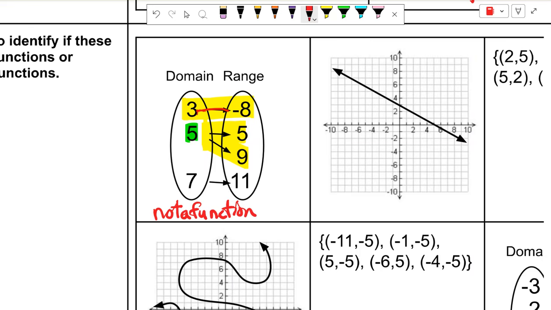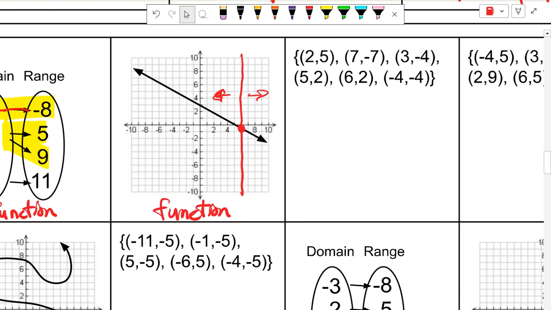On the next one, it's a graph, and you use the vertical line test. Anywhere you put a vertical line on this graph, it's only going to cross that line one time. As you move it to the left, it doesn't matter where you draw it, it's going to pass through one time. If you move it to the right, it will pass through one time. And so that means that this is a function. So lowercase letters, and you just write function.